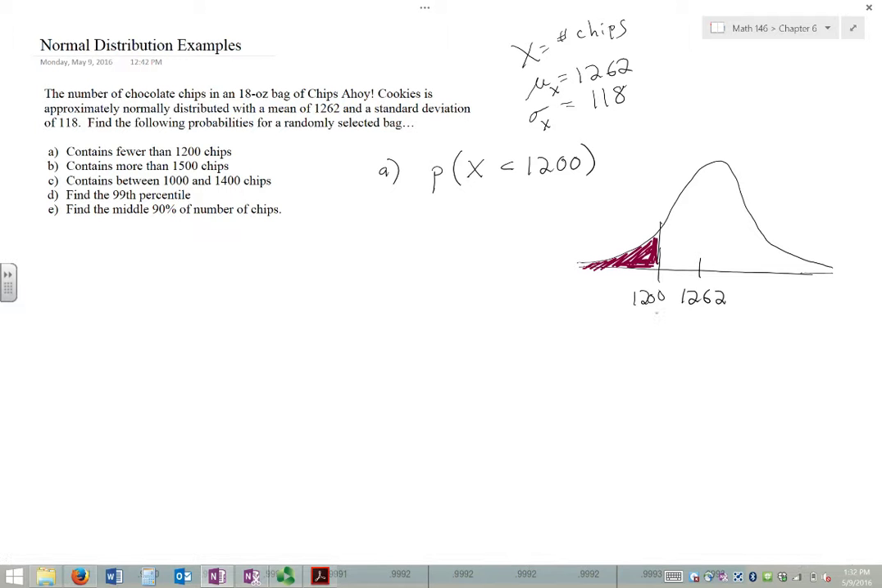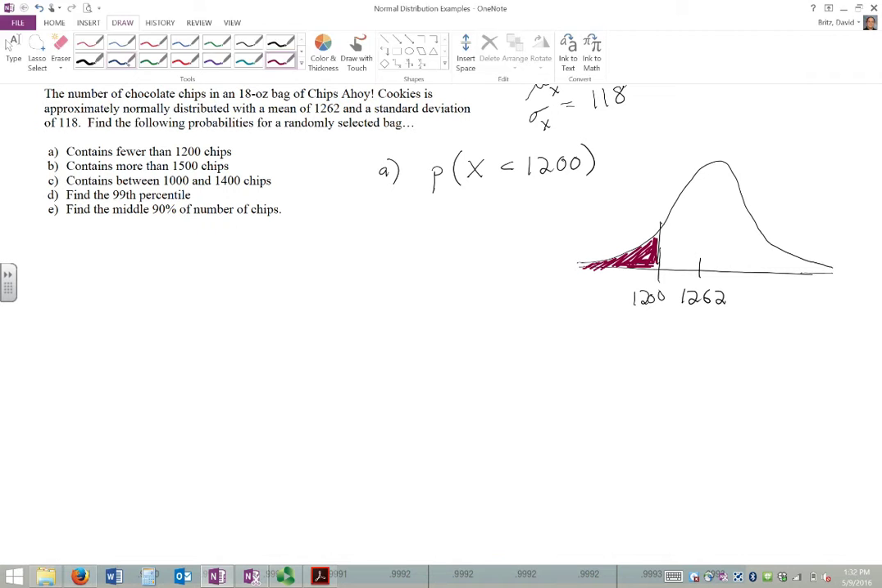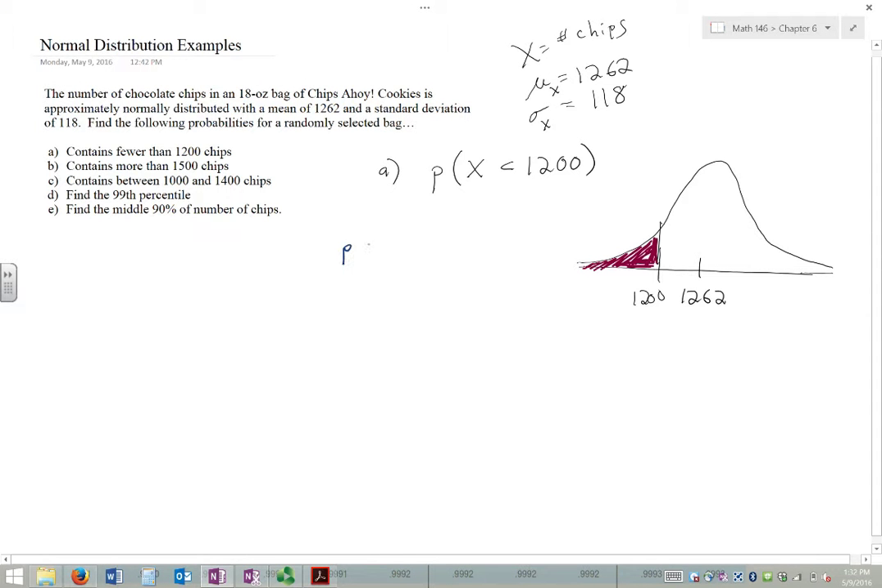The first thing we have to do is take that 1,200 and convert it into a z-score. So if X are the original scores, the z-scores represent how many standard deviations above and below the mean. So we can take 1,200 and convert that to a z-score.